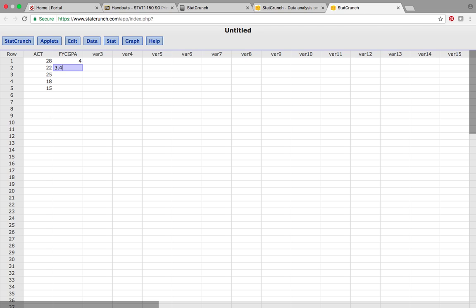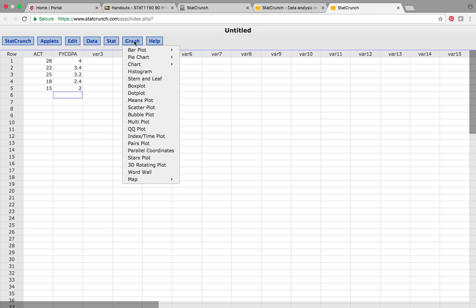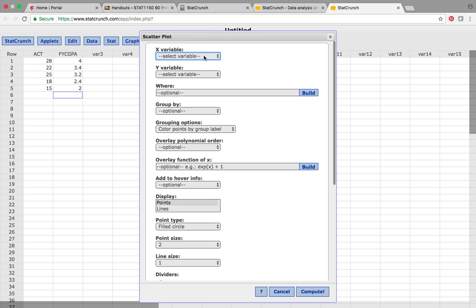3.4, 3.2. It's not that I remember this. I'm sitting here looking at it. 2.4 and a 2.0. All right, to look at a scatter plot, we go to Graph. It's really easy to find. It's under Scatter Plot. Imagine that. My X variable is the one that comes first. In this case, that's going to be ACT. My Y variable is the one that comes second, first year college GPA.